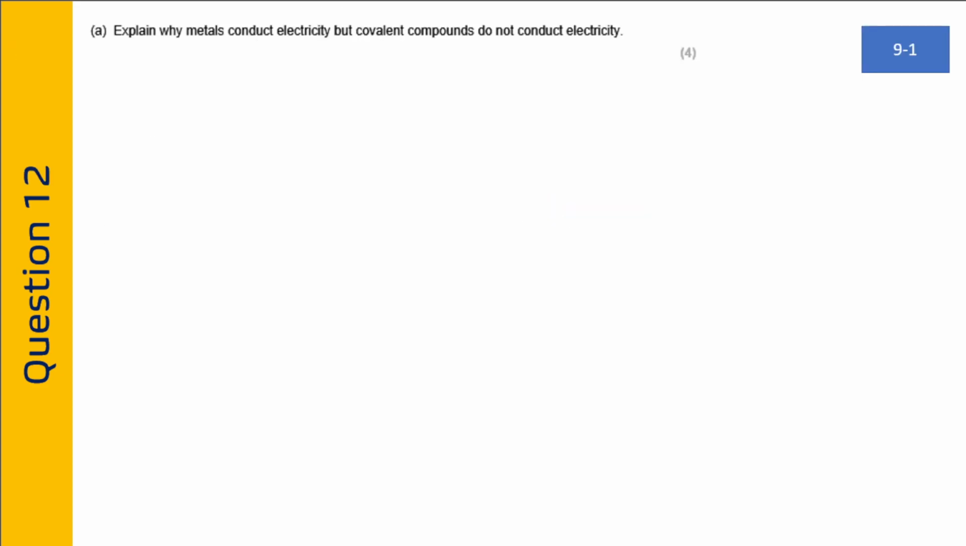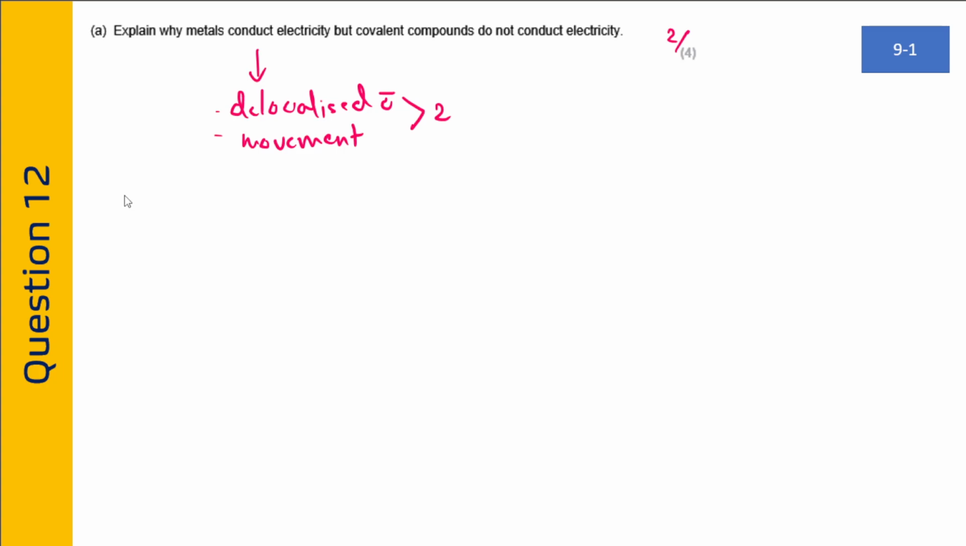Explain why metals conduct electricity but covalent compounds do not conduct electricity. Metals conduct electricity because of delocalized electrons first of all, and then because of the movement of these delocalized electrons. So from here you score 2 out of 4 already.